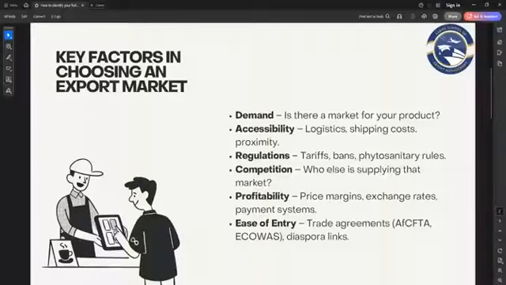Is it close? Is it far? Shipping an item or your product to the United Kingdom, for instance, is different from shipping the same product to China, or to Vietnam, South Korea, Japan or the Middle East.